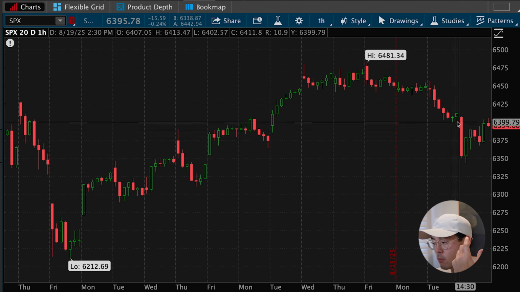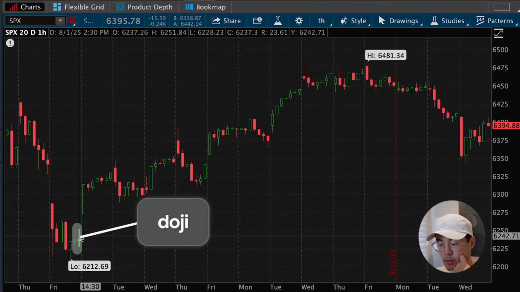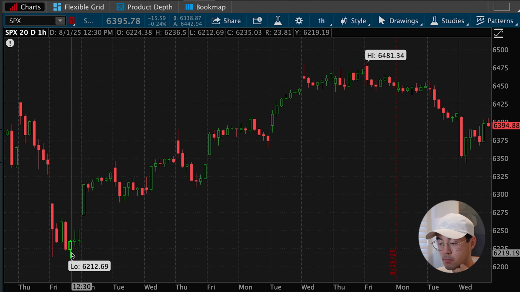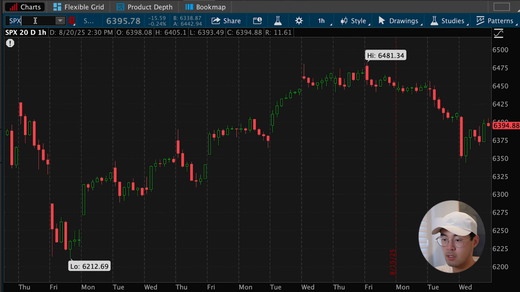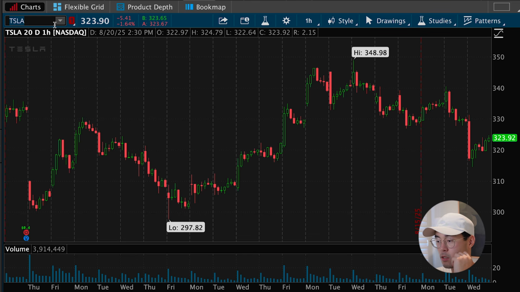See, there's a doji somewhere. This is a doji right here. You see right here? Yeah. So this is sort of like a hammer, but it's a lot smaller than this one. Let's go to another one. Let's go to, let's see, everyone's favorite stock, Tesla, for example.